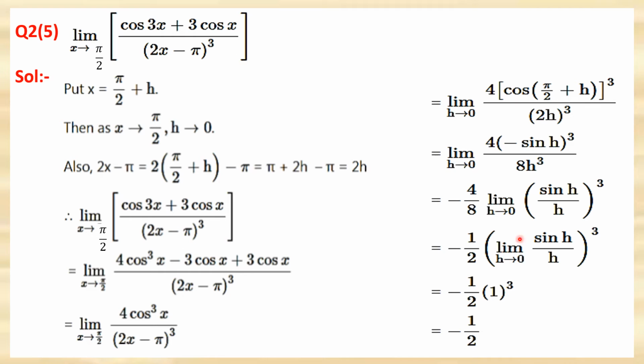Limit h tends to 0. Here sin h the whole cube, h cube. So we will combine this and make it as (sin h by h) the whole cube and take the limit inside this bracket. We will get limit h tends to 0 sin h by h, that is 1. 1 cube it is. Minus 1 by 2 into 1 cube, that is minus 1 by 2.